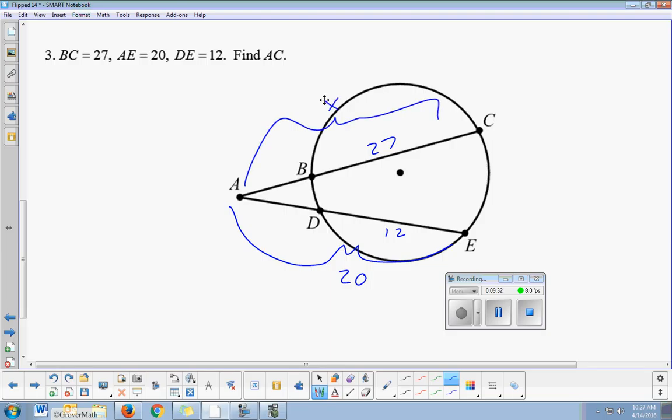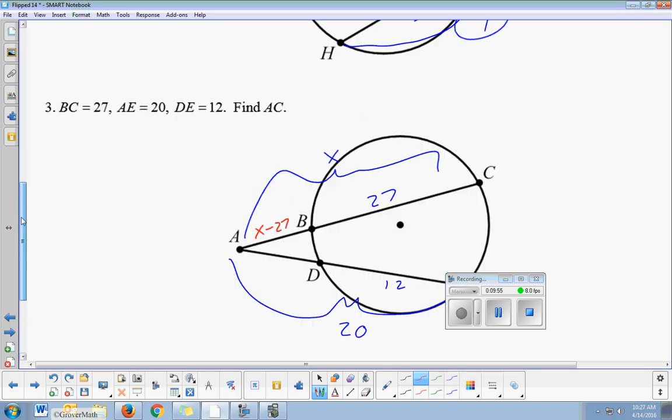So this one's a little harder because we're missing a lot. Like for this secant AC, the whole times the outside, I don't have the whole thing, and I also don't have the outside. So I'm going to need to create an expression for this. The whole thing, the expression is x. The outside piece is going to be x minus 27.